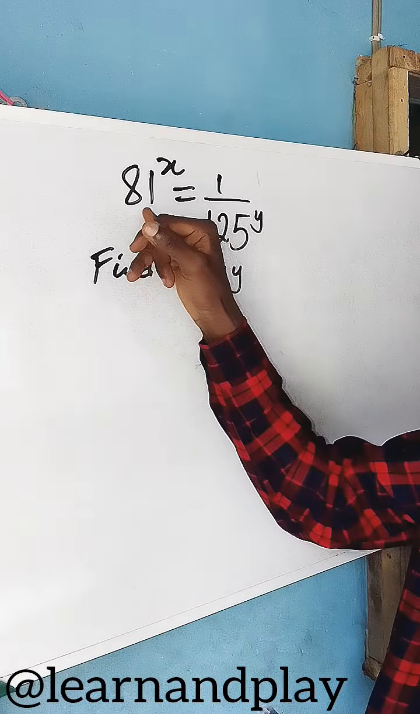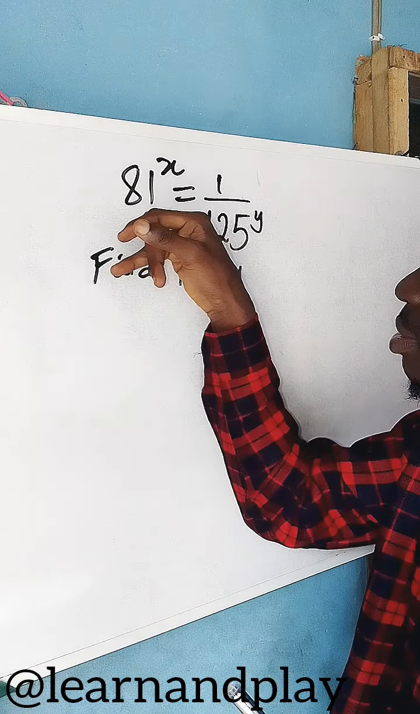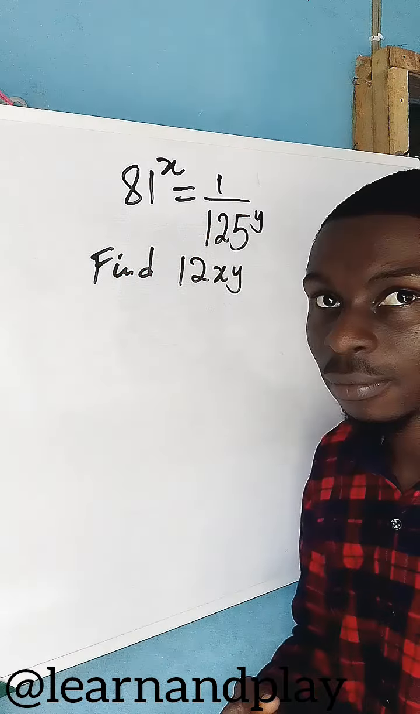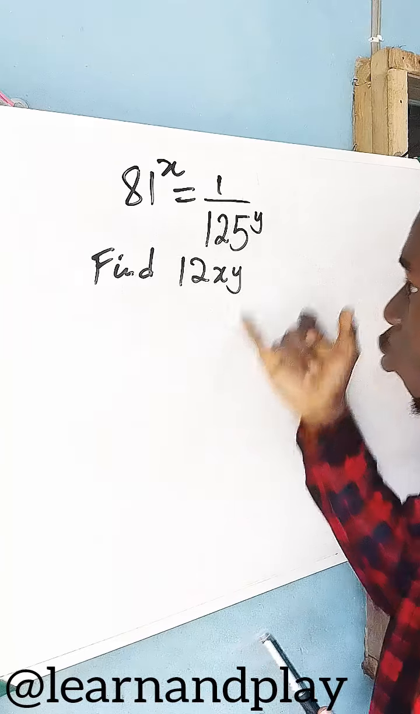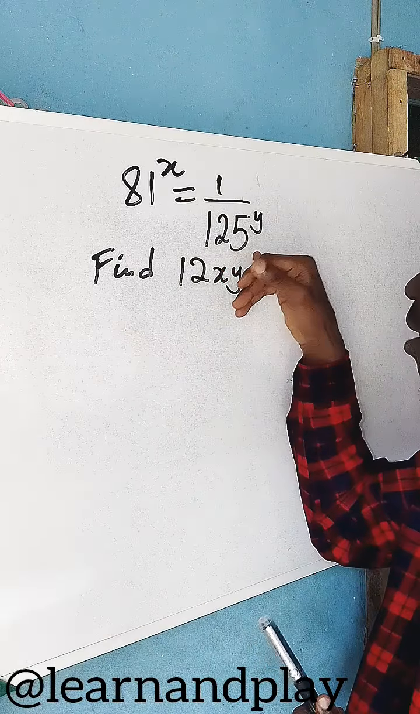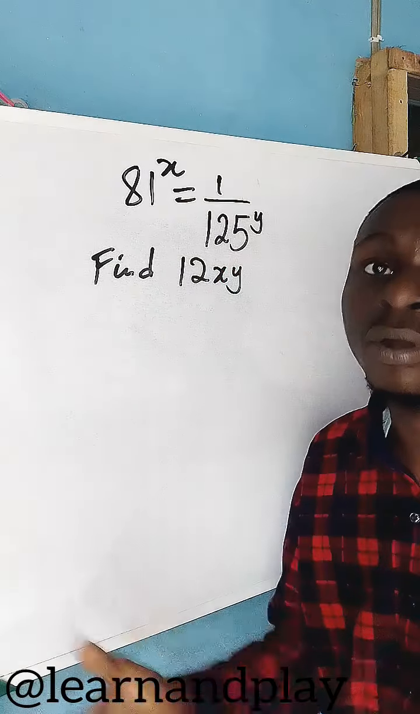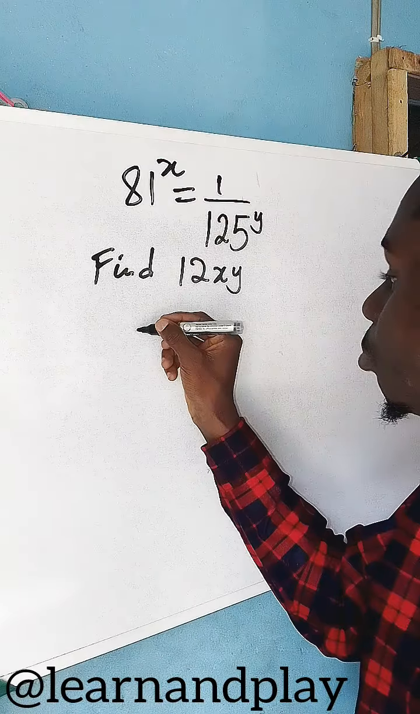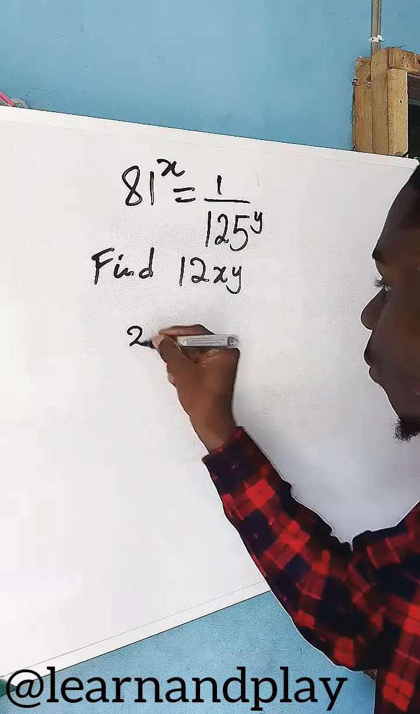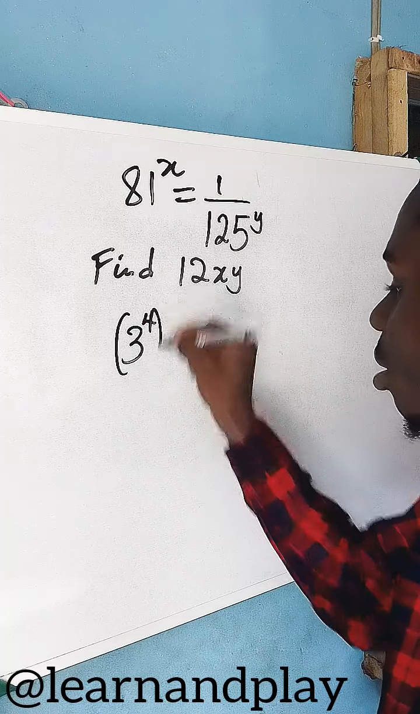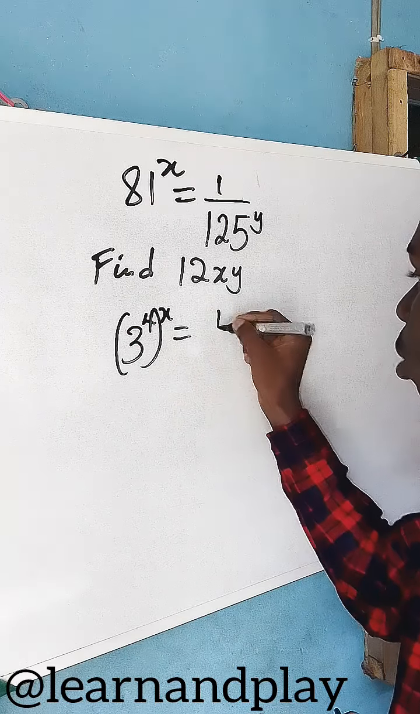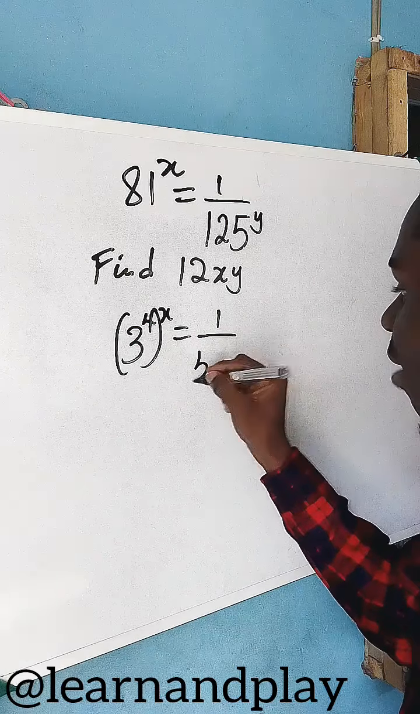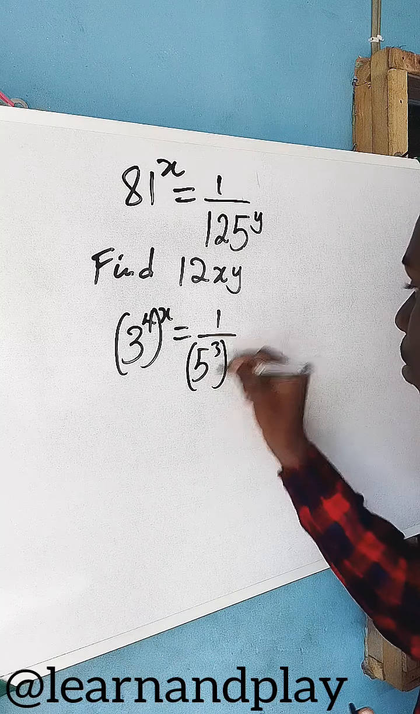Alright, we can express 81 as 3 to the power of 4. Okay? We can also express 125 as 5 to the power of 3. Alright? So this one becomes 3 to the power of 4 all raised to the power of x is equal to 1 divided by 5 to the power of 3 all to the power of y.